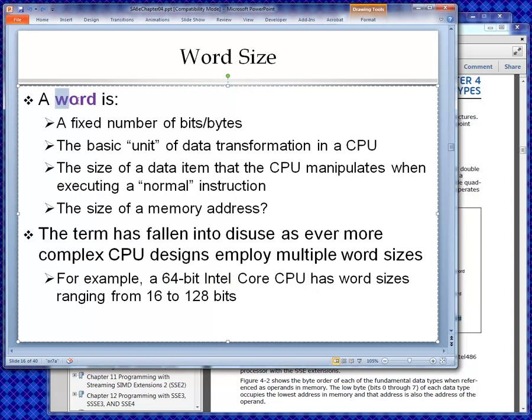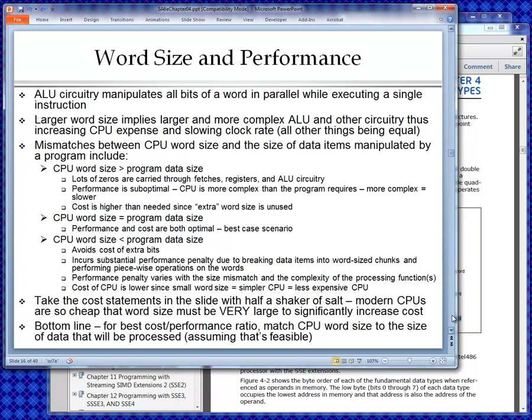So it's pretty safe to say that modern processors are typically 64-bit word size, with the occasional diversion to double that for specialized processing. Why do we care about word size? Well, word size has a direct impact on performance. What is that impact?